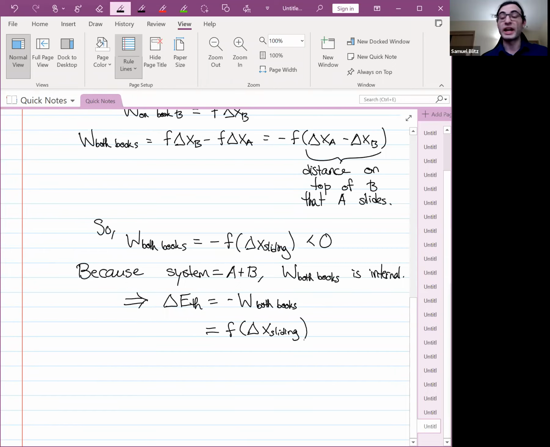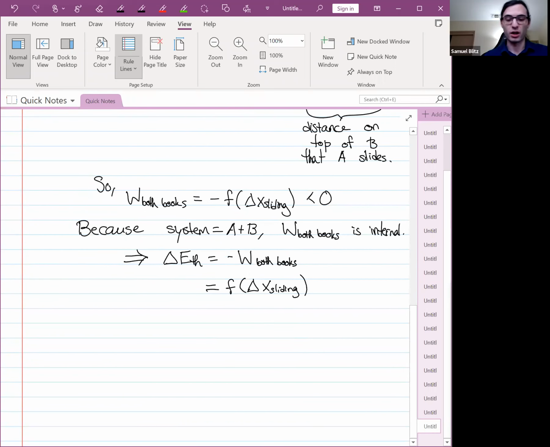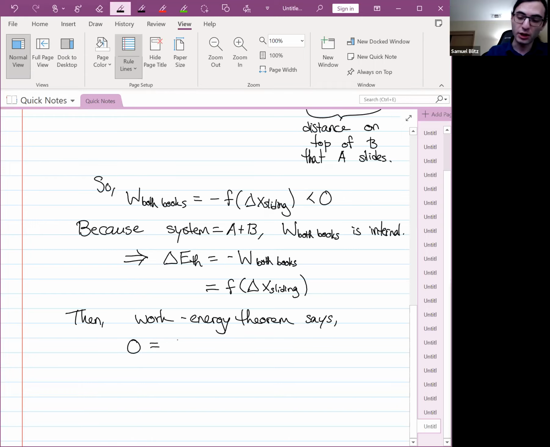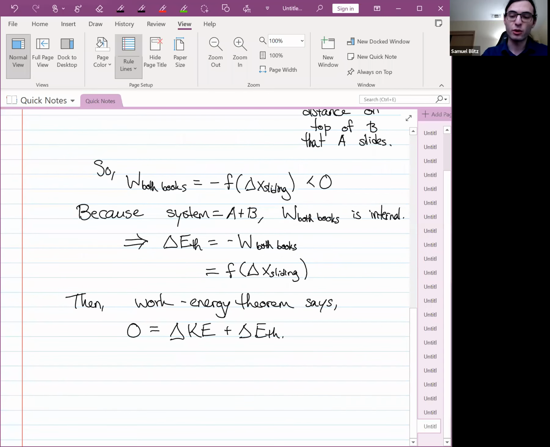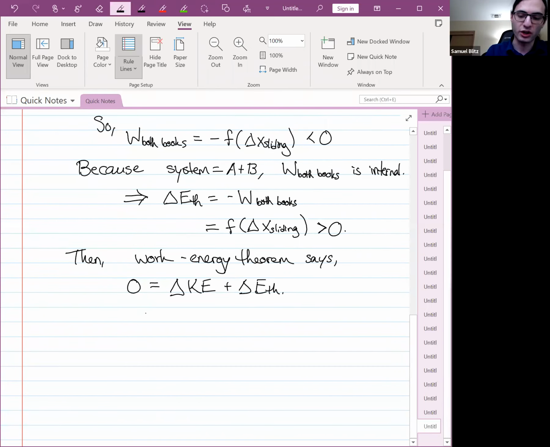So then the work energy theorem becomes, because there's no external forces at all, and this is a continuation from what we did last time, 0, because there's no external work, equals the change in kinetic energy. There are no conservative forces here either, plus the change in thermal energy. And so because the work done on both books was negative, the change in thermal energy is positive. Okay, so what does that mean if we use the work energy theorem? That means that the change in kinetic energy is negative.